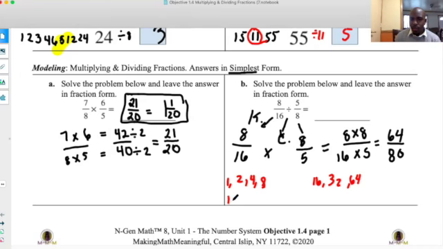And we can do the same thing for 80. 1 and 80. 2 and 40. 4 and 20. 5, yeah, 5 works. 5 and 16. 7, no. 8, we know works. 8 and 10. So that would be all of them. And once again, we look and say, okay, I see 16 here, and I also see 16 down here.